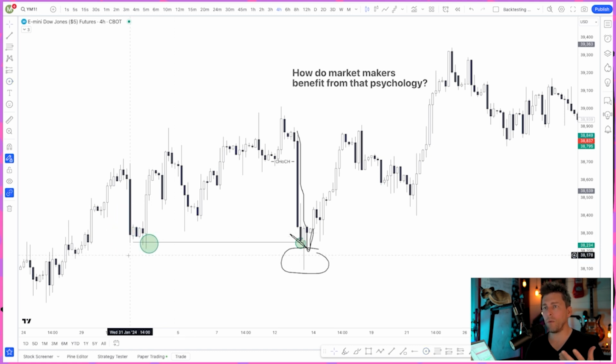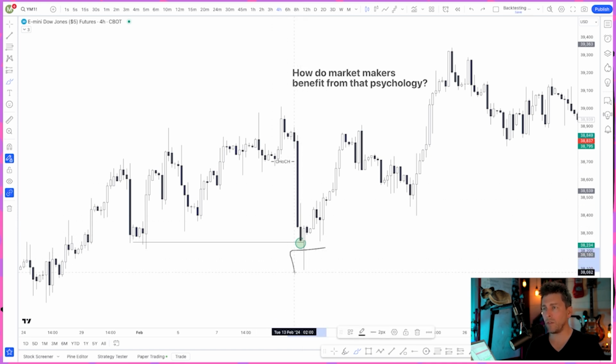Okay. And by using advanced technology, they can actually see where the majority of these stop losses are. So they know this is a level to be looking for. So they'll push price into these levels. The algorithm will intentionally do this. And once these stops have been grabbed, have been swept, all of the market makers reverse their positions.